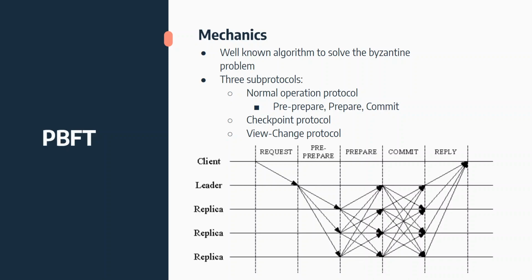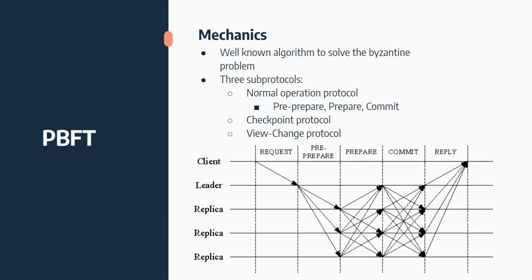In the prepare phase, each follower node broadcasts a prepare message to all other nodes. A node that received at least 2f plus 1 prepare messages with the same sequence number and message signature proceeds to the commit phase. In the commit phase, every node sends a commit message to all other nodes. When a node receives at least 2f plus 1 commit messages with the same sequence number and message signature, it then updates its state.